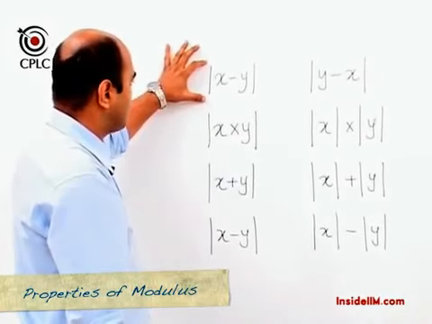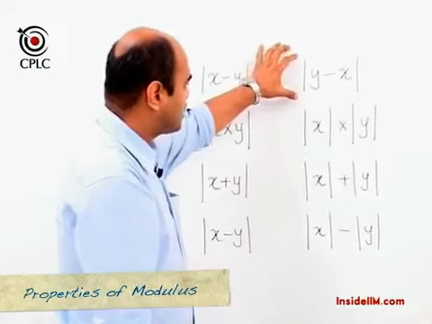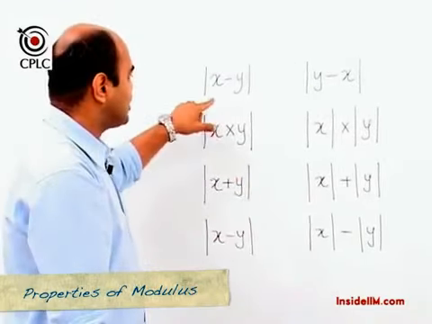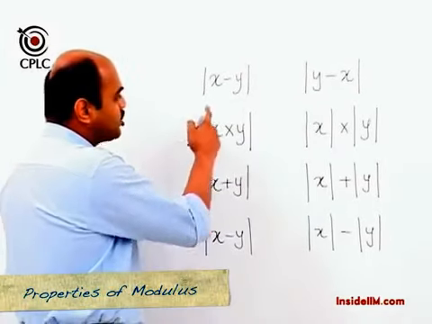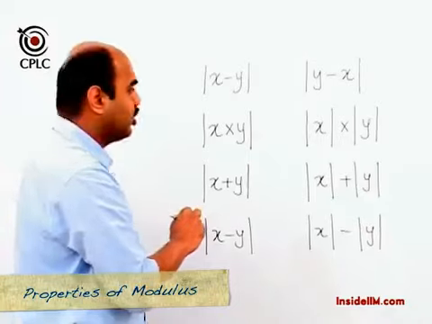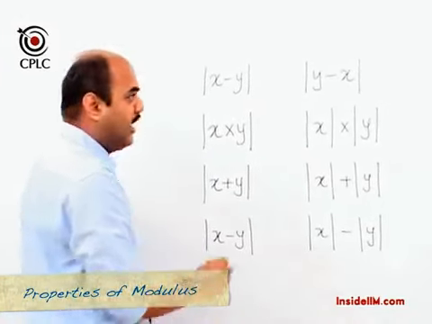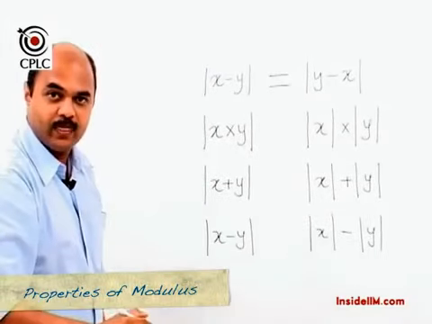So when we look at an expression mod of x minus y versus an expression which says mod of y minus x, what can we say about these two expressions? If you use values, you will notice whatever be the value of x and whatever be the value of y, these two would always be equal.